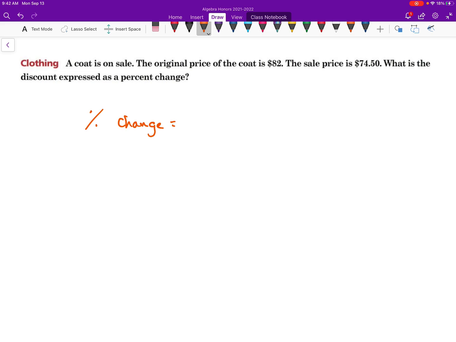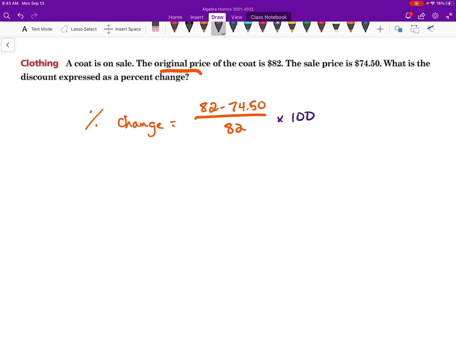Whenever we want to find the difference between two numbers, we're always going to take the bigger number minus the smaller number. Okay, so in this case, the bigger number is 82. So we're going to do 82 minus $74.50. And then we're going to divide by our original price. Now it says here in the problem, the original price is $82. So we're going to divide by 82. So that's how we would set up that formula. Okay, and that's going to give us a decimal, and then whatever that decimal is, we're going to want to multiply that by 100 in the end, and we're going to get that percent of change.